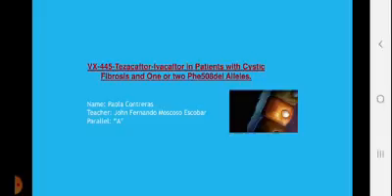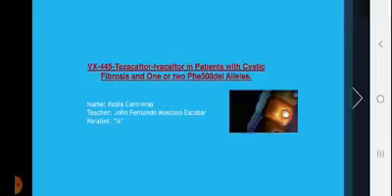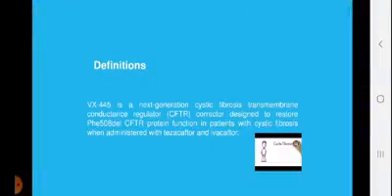VX-445-Tezacaftor-Ivacaftor in patients with cystic fibrosis and one or two Phe508del alleles. Definition: VX-445 is a next-generation cystic fibrosis transmembrane conductance regulator corrector designed to restore Phe508del CFTR protein function in patients with cystic fibrosis when administered with Tezacaftor and Ivacaftor.